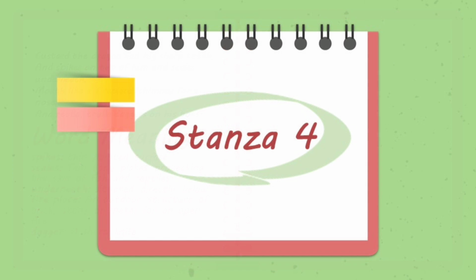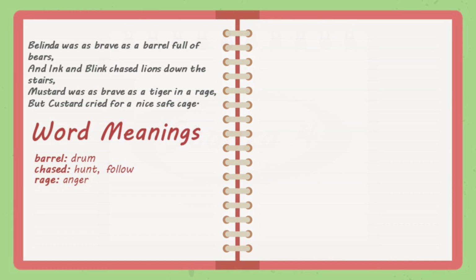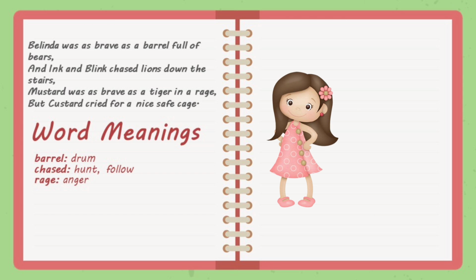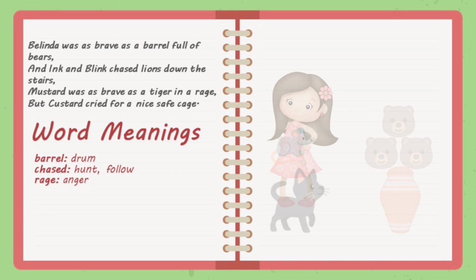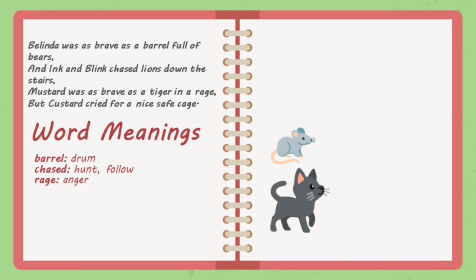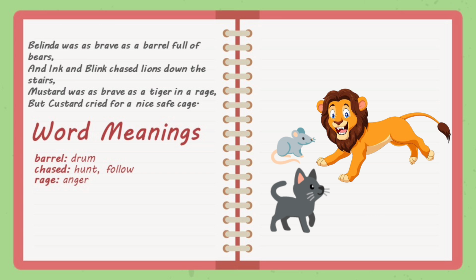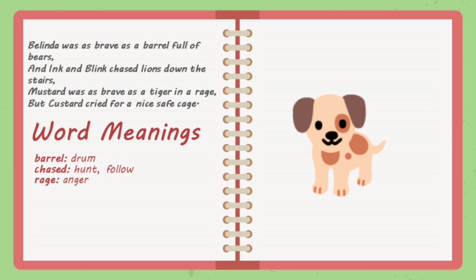The poet has coined the word realio and trulio for really and truly to give a comic effect to the poem. Then the fourth stanza describes certain characteristics of the inmates of the White House. Belinda, the owner of the house, was so brave that her bravery matched that of a large number of bears put together in a barrel in an alternative way. The poet tells that Belinda was as brave as a barrel full of bears. Both the kitten Ink and the mouse Blink were brave enough not to feel afraid of a lion. They could give a chase to lions. The dog Mustard, for his bravery, was comparable to a tiger in anger.